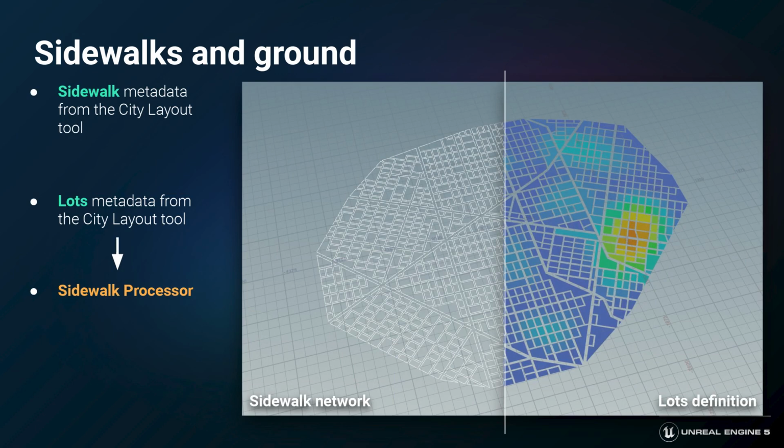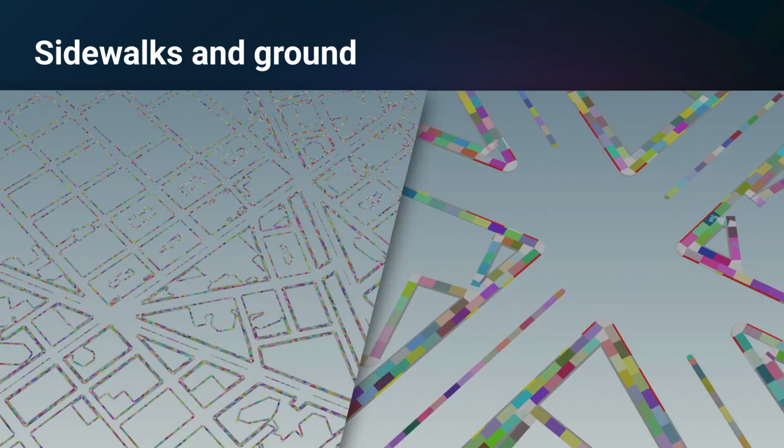So now, as the city layout tool has provided us with a network of splines for the sidewalk and the lots definition, we could take those meshes and have the sidewalk processor within the city graph ingest them to scatter our module collection adaptively. Dividing each sidewalk section in a similar fashion to the road modules, it would fit the correct number of tiles, solve the corners, and the ground coverage area.